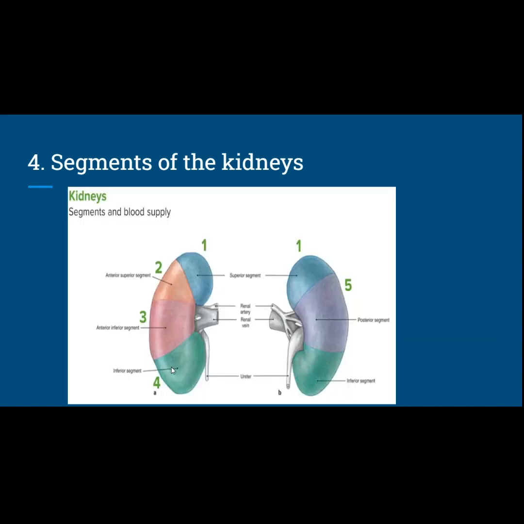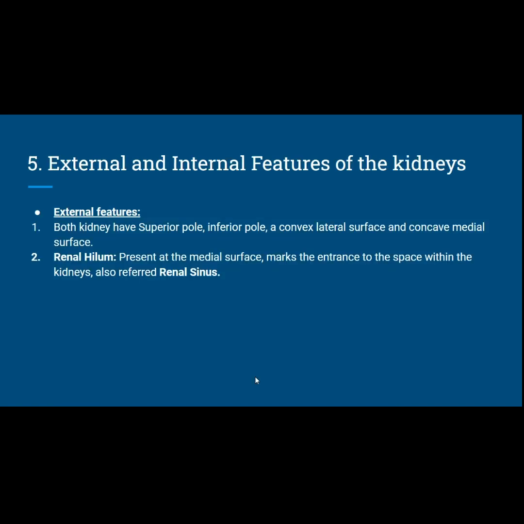So on the left side, you're looking at the kidney from the anterior aspect. On the right side, you're going to see the kidneys from the posterior aspect. So you see the superior segments on both of them: anterior superior segment, anterior inferior segment, inferior segments, and you also see the posterior segment right there. You also see the renal arteries, renal veins, and the ureters in this picture.